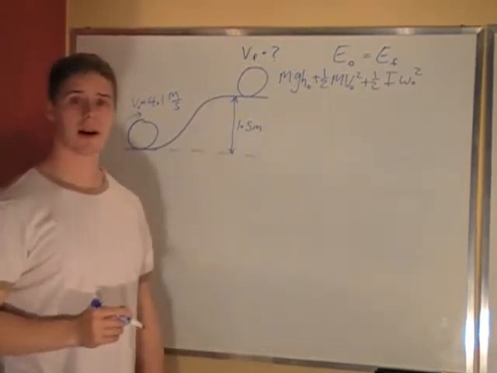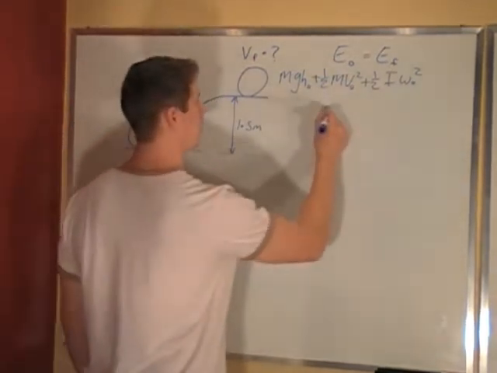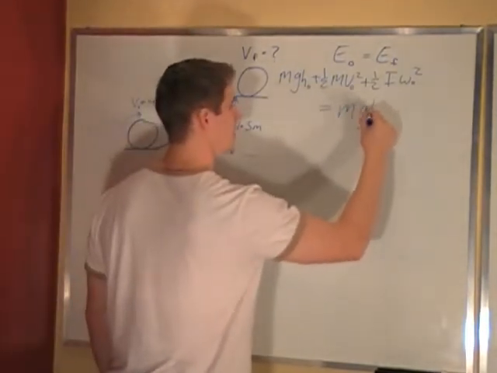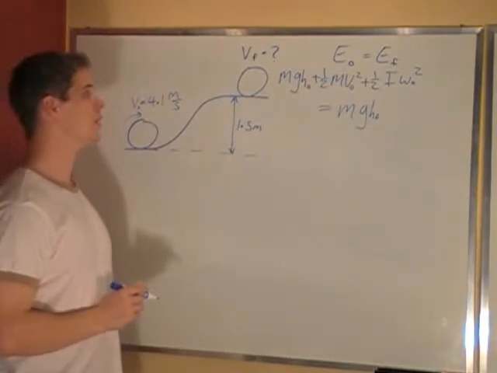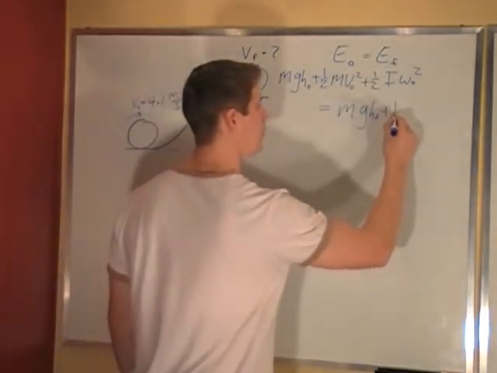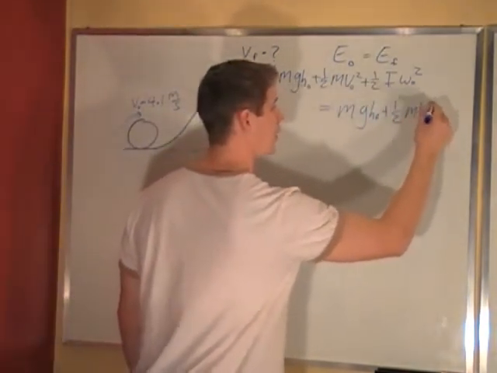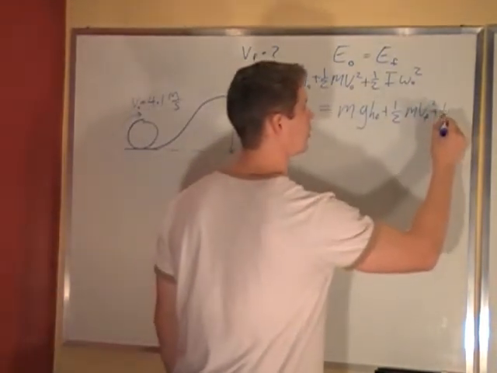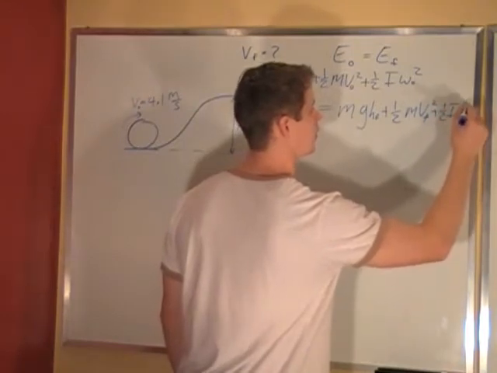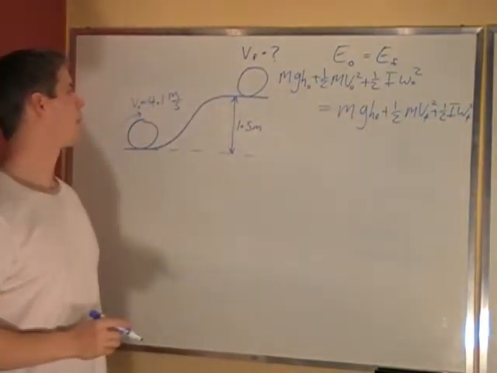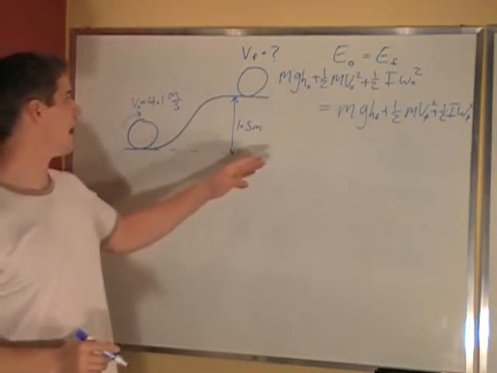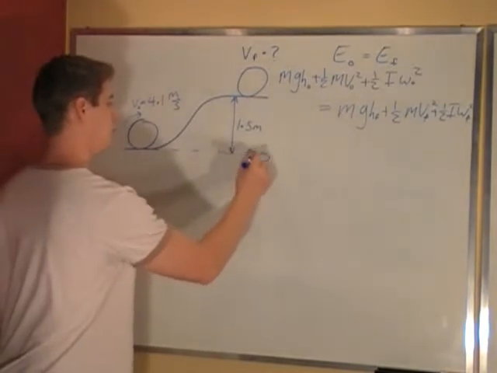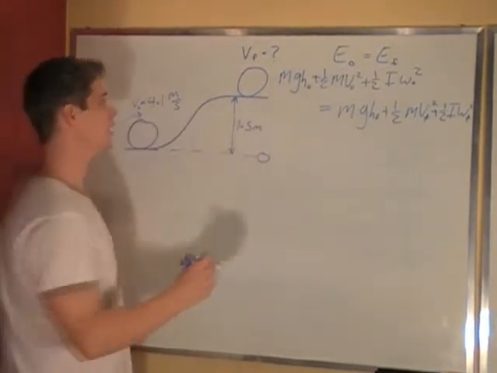And that has to equal our final total energy of mgh final, 1/2 mv final squared, and 1/2 I omega final squared. Now, if we look at this, we can tell right off the bat that the initial height is 0. We define our 0 down here. And so we can say this mgh term is just 0.